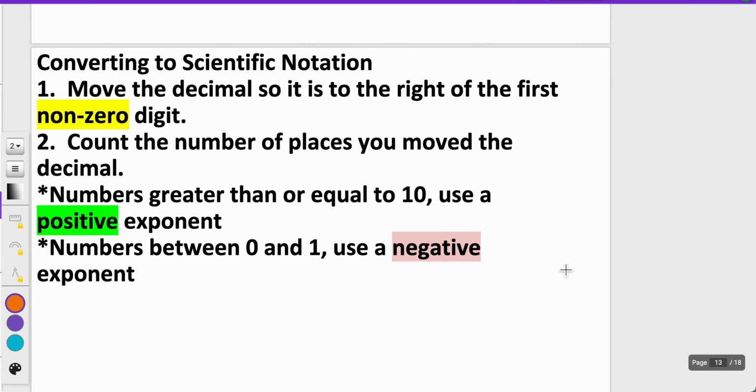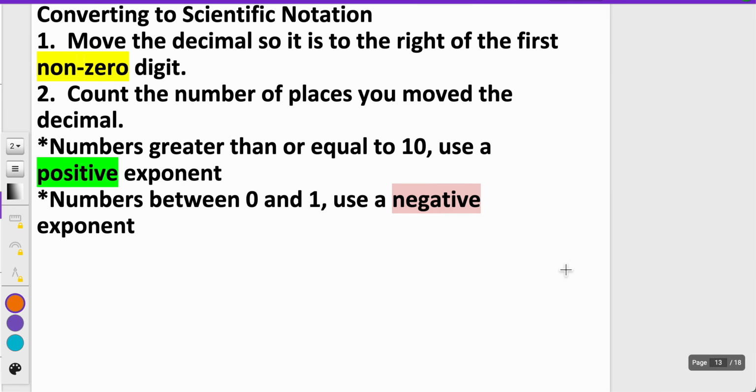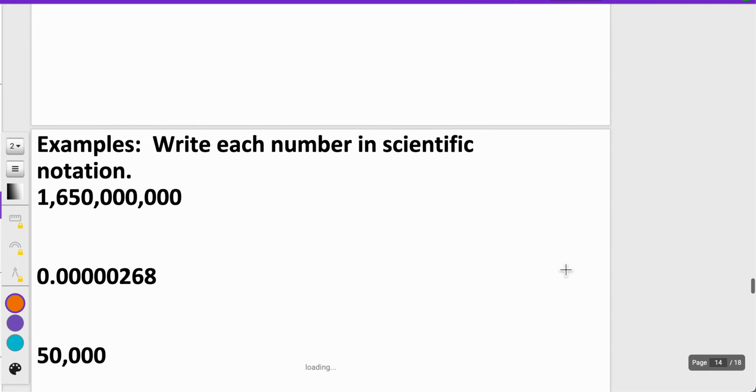Now we're going to talk about converting to scientific notation. The first thing we want to do is move our decimal so it's to the right of the first non-zero digit, a 1, a 2, a 3, 4, 5, 6, 7, 8, or 9. Count the number of places you move the decimal. If the number is greater than or equal to 10, we're going to use positive exponents, but if our number is really small, between 0 and 1, we'll use negative exponents.